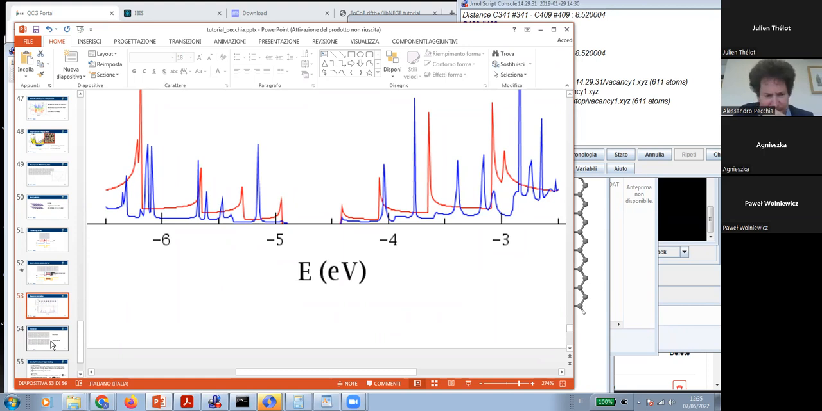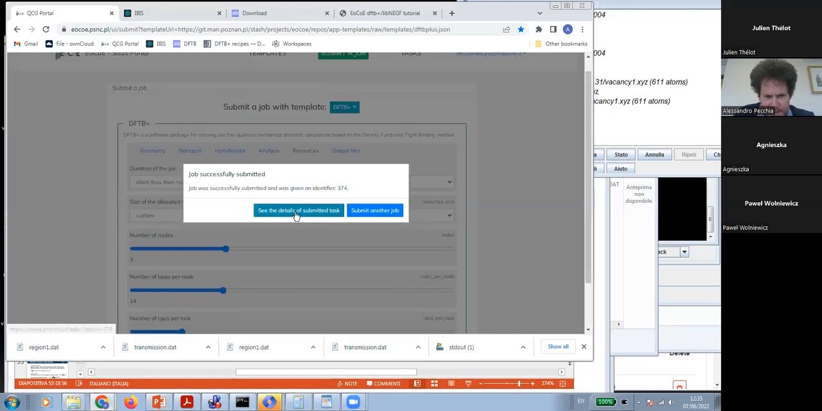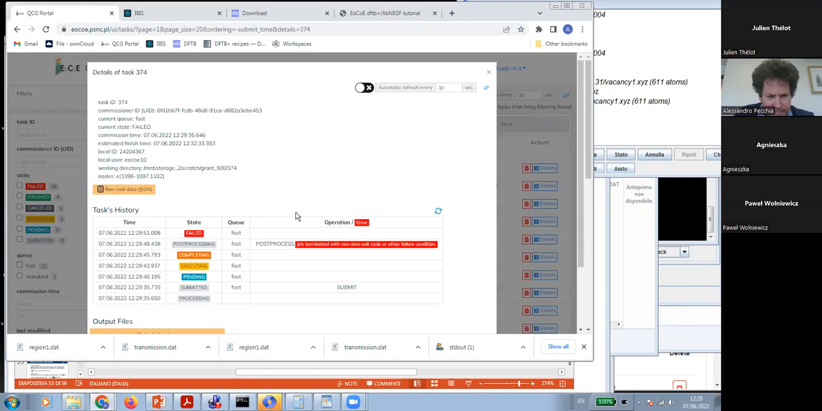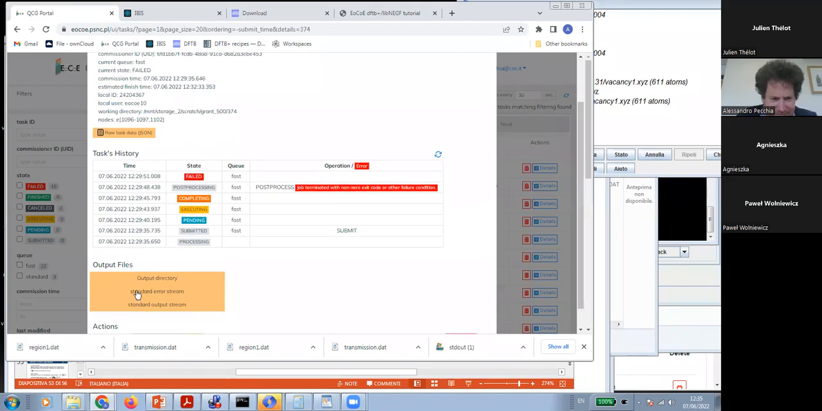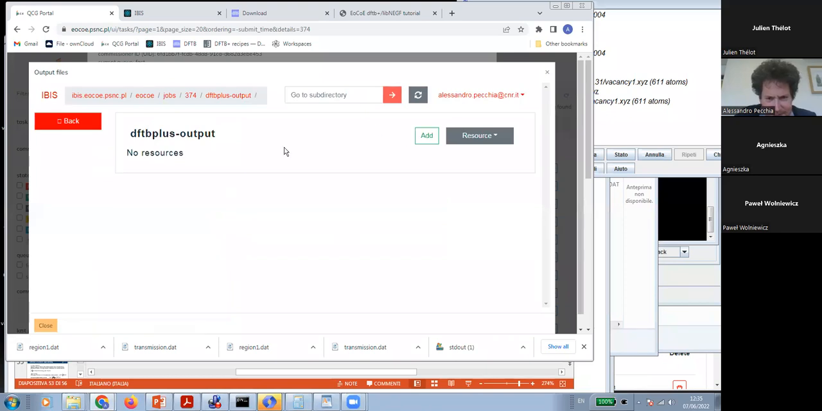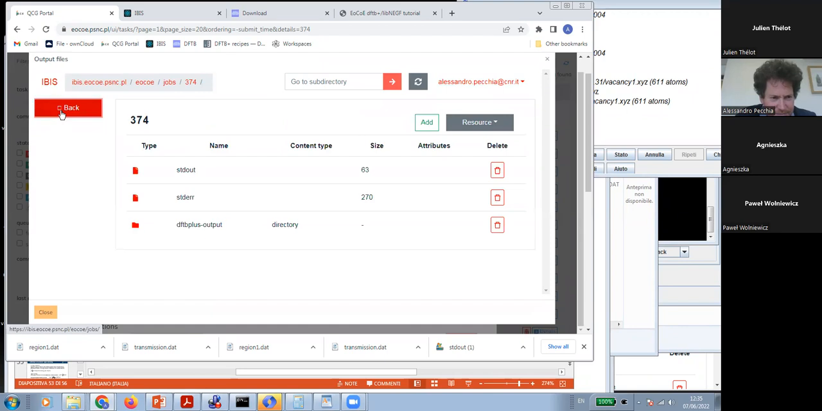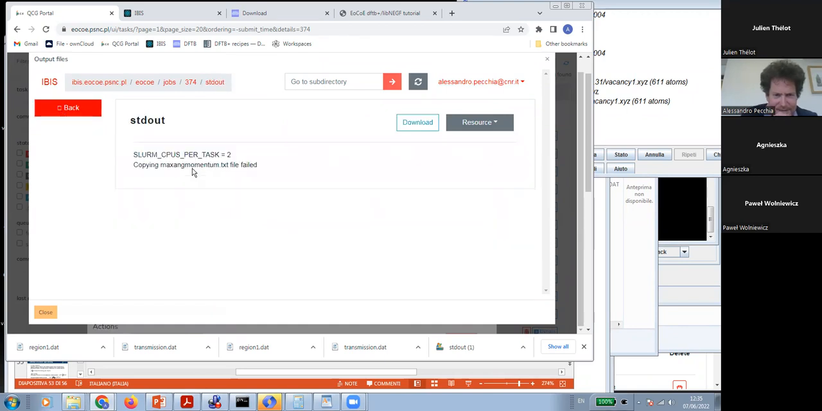So yeah, more or less, this was my tutorial. The idea was, yeah, we can obviously see the details. Probably the job failed. Great. Okay. Why now it failed? I don't know. But we can also learn something from this failure. Let's have a look. Apparently, the DFTB+ output didn't produce any output. So in this case, we need to look at the standard output and standard error.